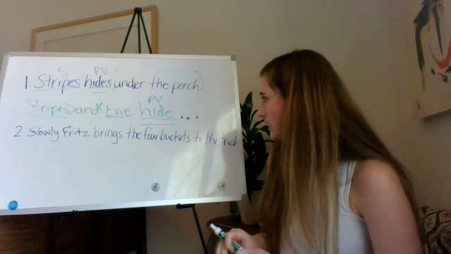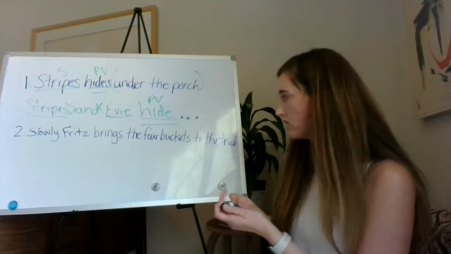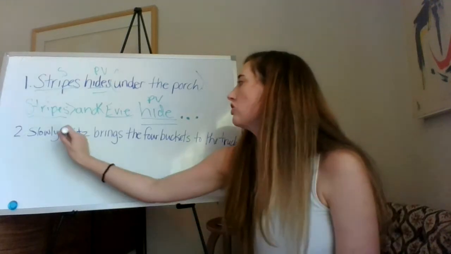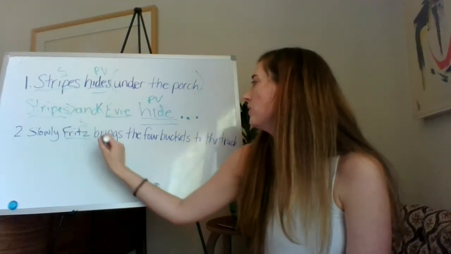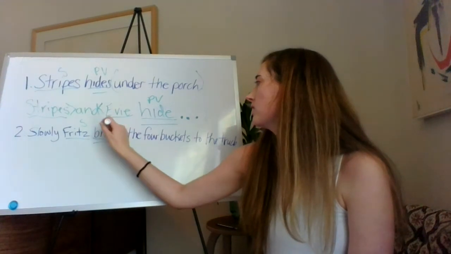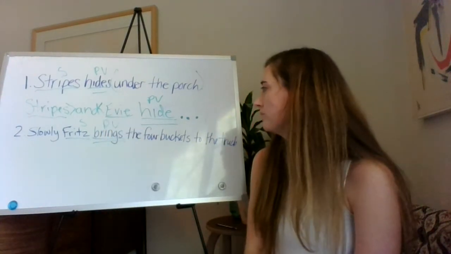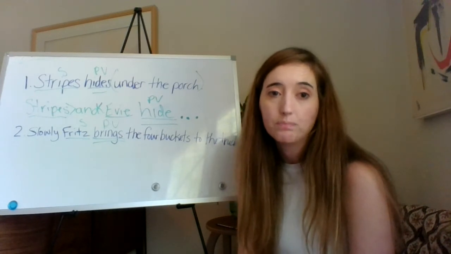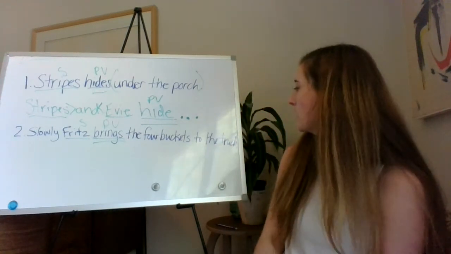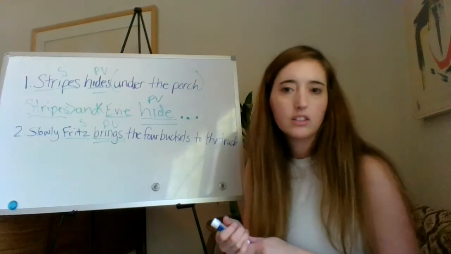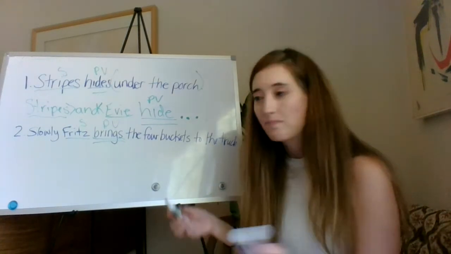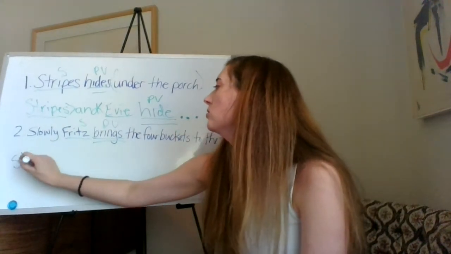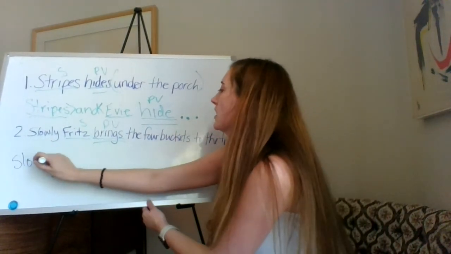Over here, we've got the sentence, slowly Fritz brings the 4 buckets to the truck. Okay, our subject here is Fritz. What is Fritz doing? He brings the 4 buckets to the truck. We're going to add another subject and see how that affects our predicate verb. Okay, who might help him bring some buckets to the truck? What about Dominic? Let's do another student name. Maybe we'll say slowly.